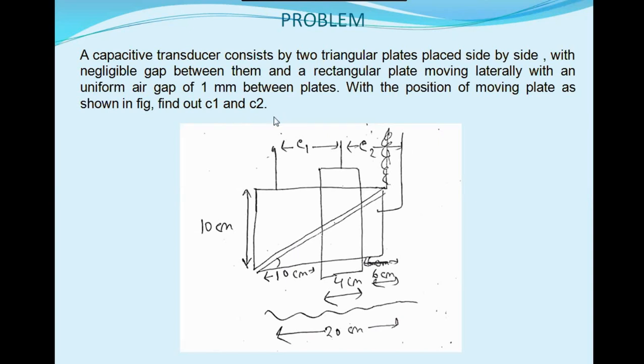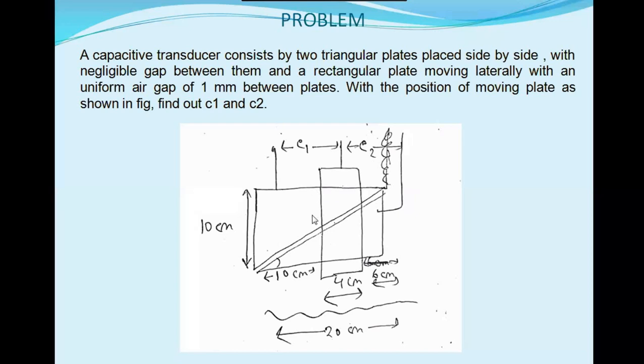And a rectangular plate. That rectangular plate means this is a rectangular plate, and it is moving laterally in this way. So that means a moving plate is there, and at the back side of the moving plate there are two fixed triangular plates. So this rectangular plate is moving laterally.